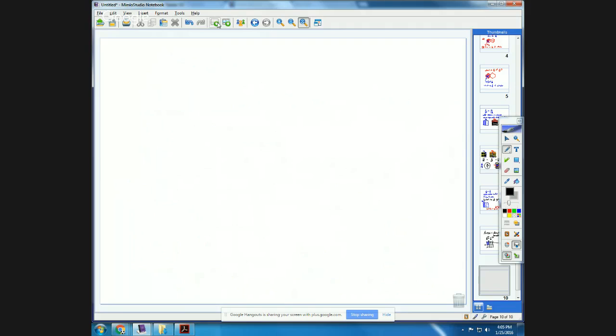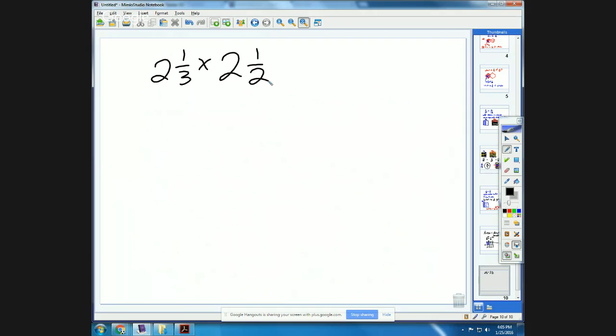So suppose we had 2 1/3 times 2 1/2. I mentioned before in class that it's usually dangerous to try and do calculations with mixed numbers. We should convert them to improper fractions. When you're modeling, it turns out it doesn't matter, so I'm going to draw it both ways. I'm going to use the area model.